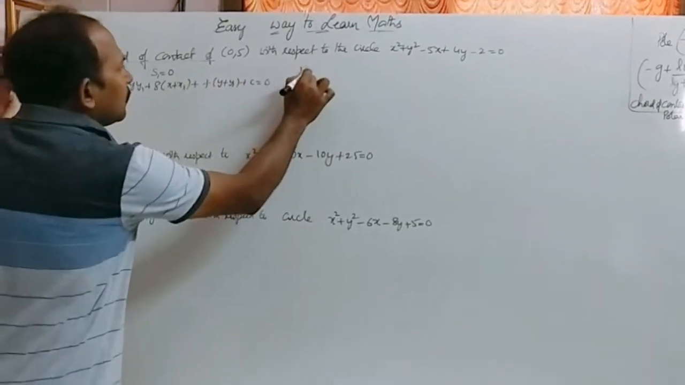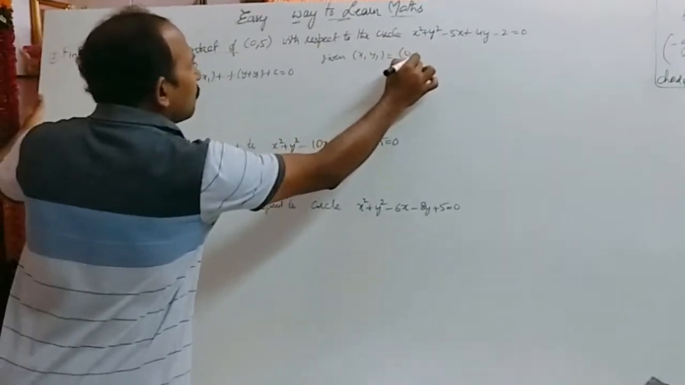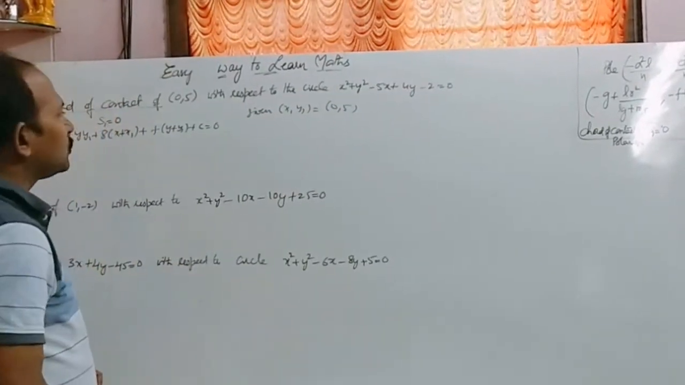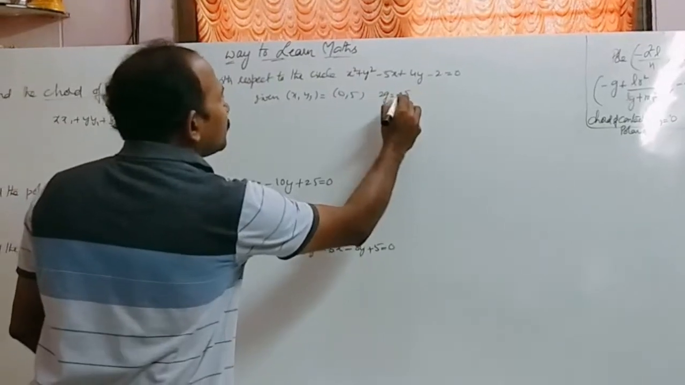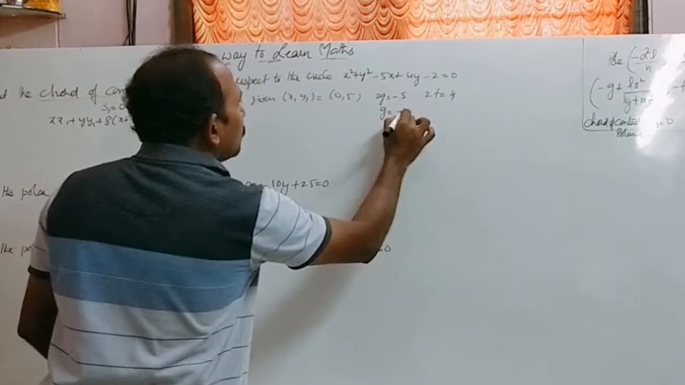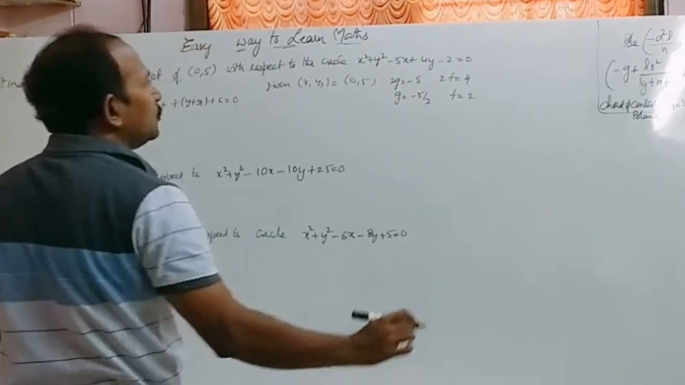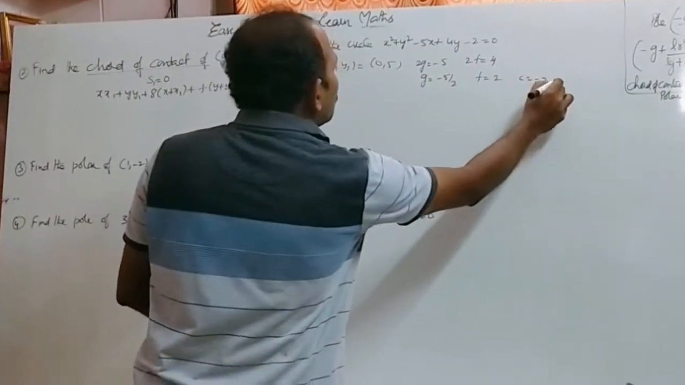Given x1 y1 is equal to 0, 5, and by making use of this circle let us find the values of g and f. Here 2g is equal to minus 5, 2f is equal to 4, then g is equal to minus 5 by 2, f is equal to 4 by 2, which is nothing but 2, and c is equal to minus 2.